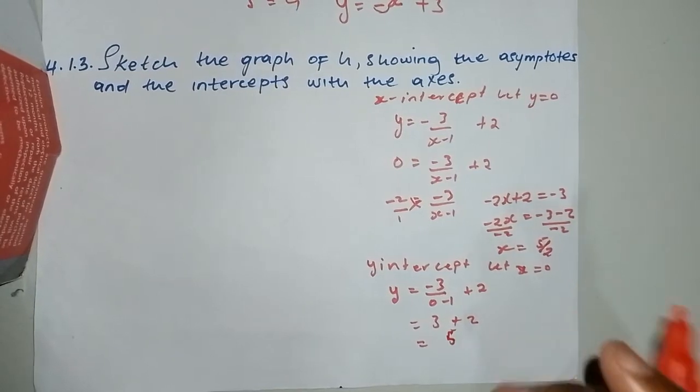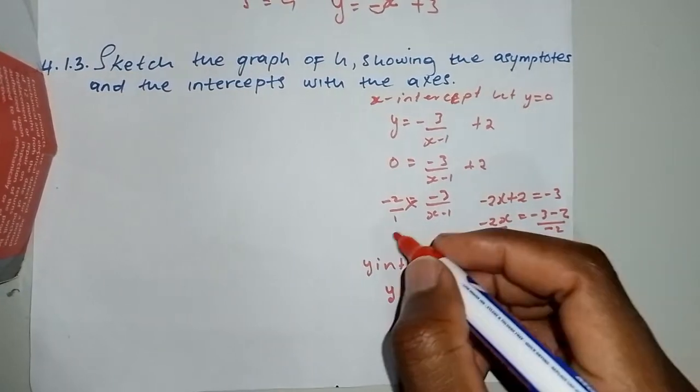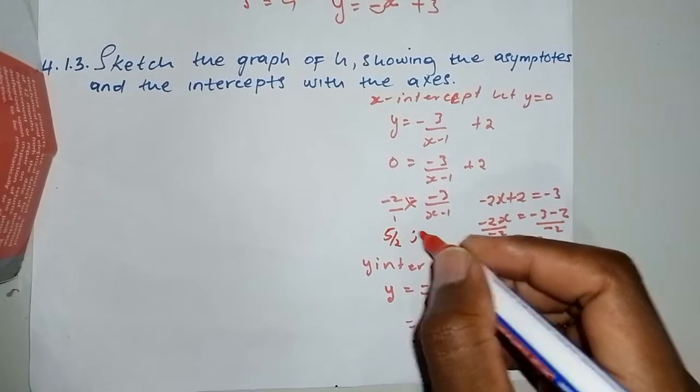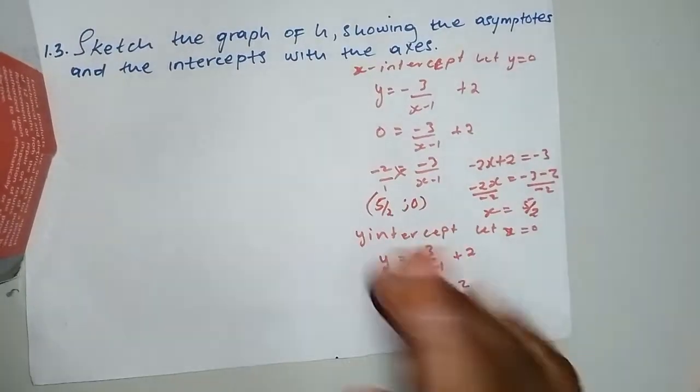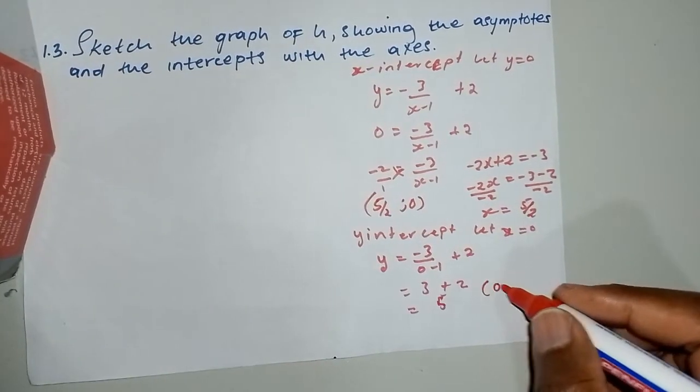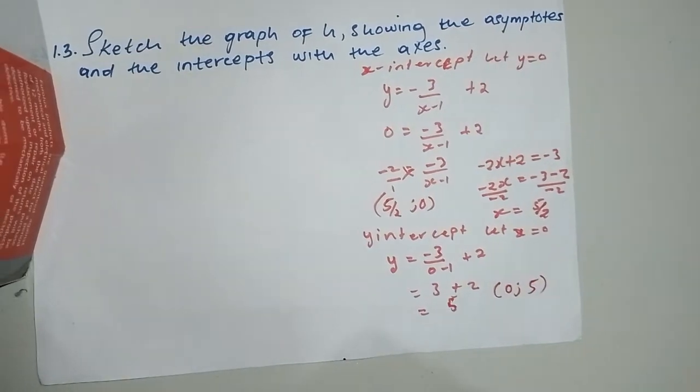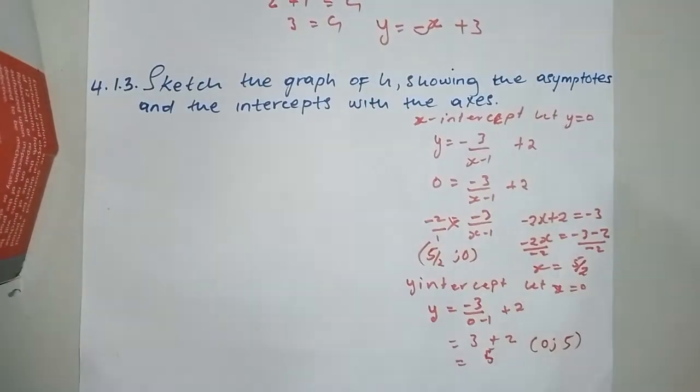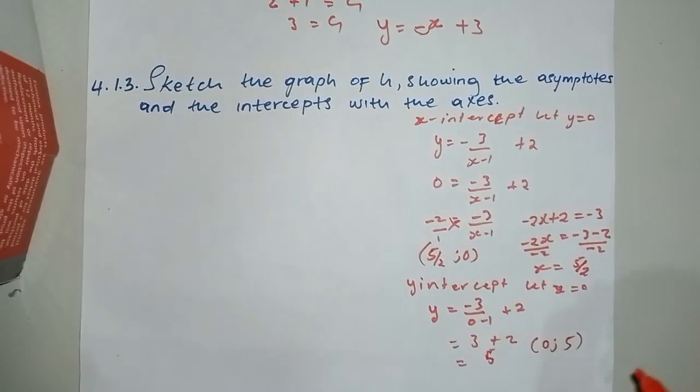right? Now, when I write my coordinates, I'm going to have (5 over 2, 0), and this one I'm going to have (0, 5). These are my coordinates, right? Now draw the graph.